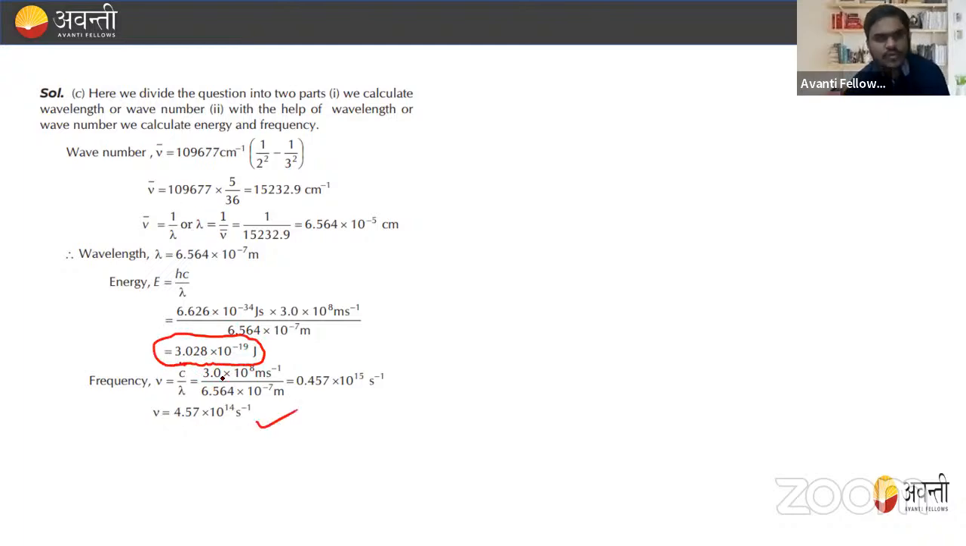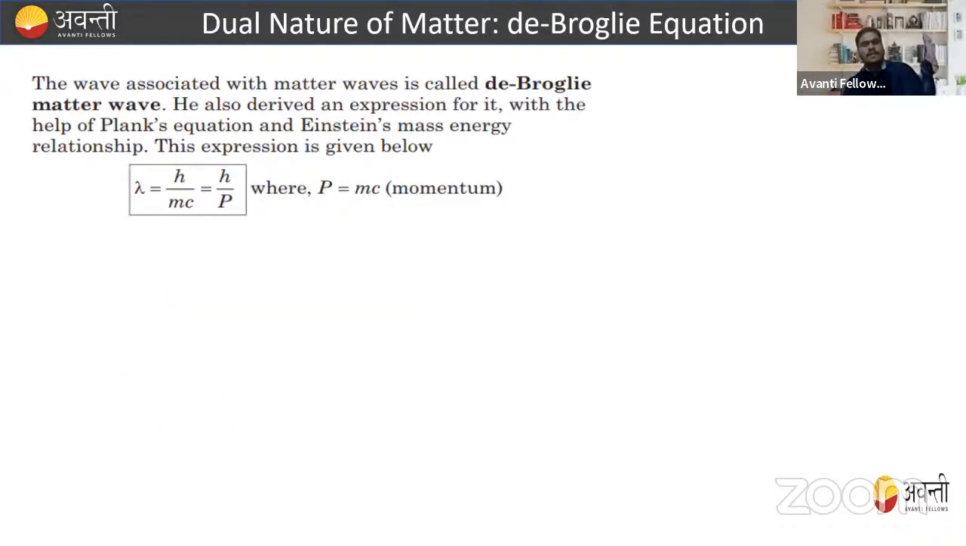Okay, so this is the formula by which we can easily calculate this. Now we are going to see some important numericals more. Before that, we are going to see some more important concepts of this chapter, like the dual nature of matter and radiation. So what is this dual nature of matter and radiation? Under this, we are going to cover the de Broglie equation.